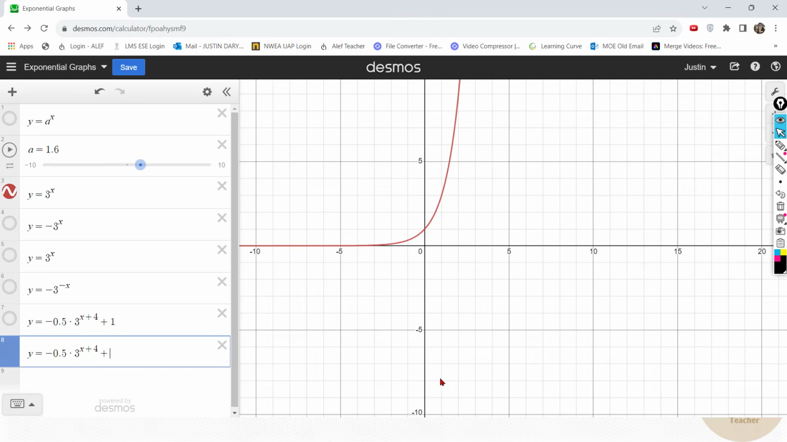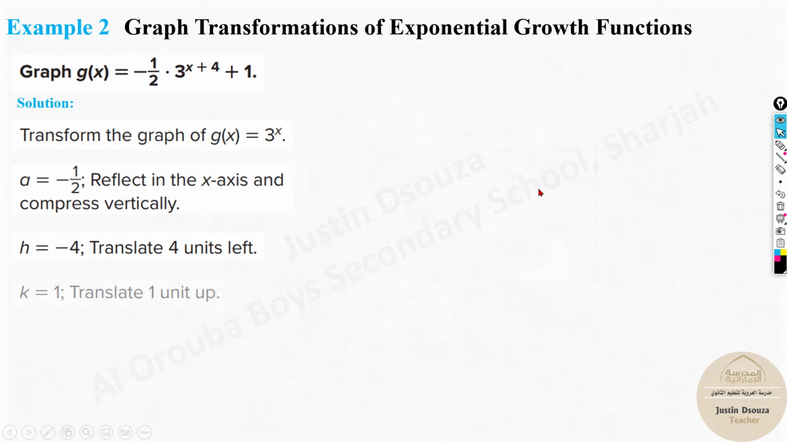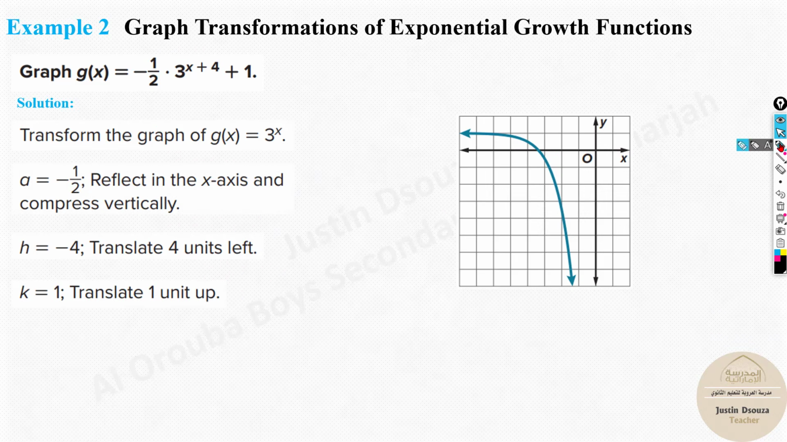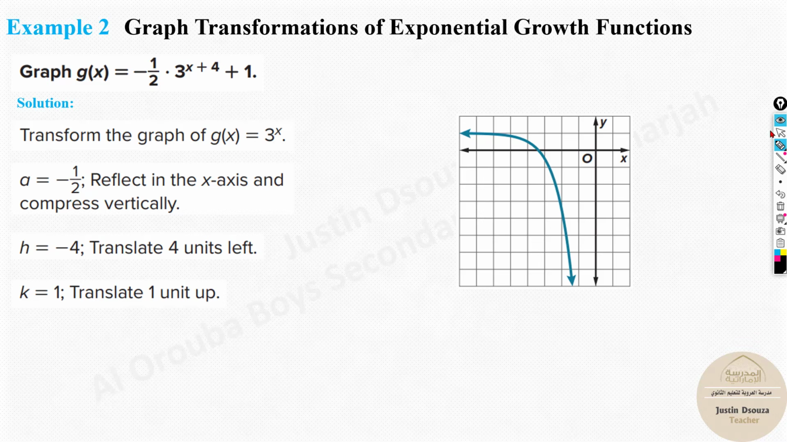And lastly, it's plus 1, so the asymptote will be moved up by 1. So this is your final answer. This is the graph transformation for this. So you can see whatever we just now did, originally it was like this, it moved down, then it changed a little bit, and it shifted left side and then went up by 1. So ultimately you get this answer.